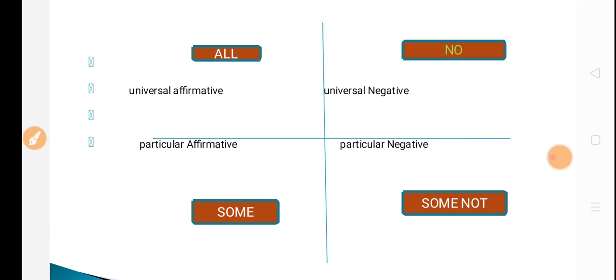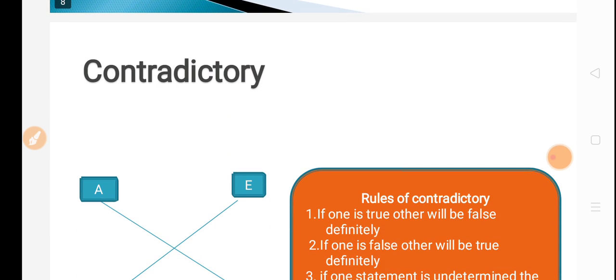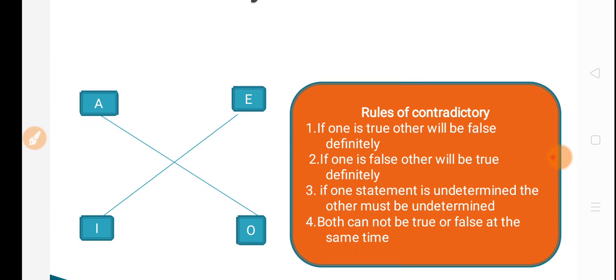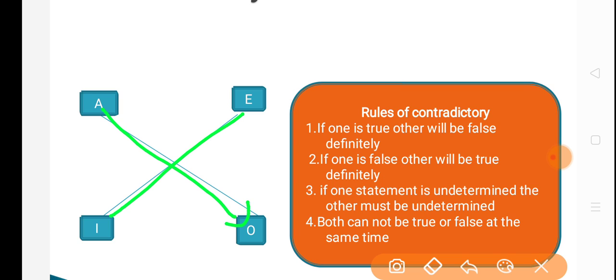So there are some concepts in the square of opposition like contrary, contradictory, subordination, subcontrary, etc. So we are moving toward that. First, contradictory. Contradictory is the relationship between A and O and also E and I.